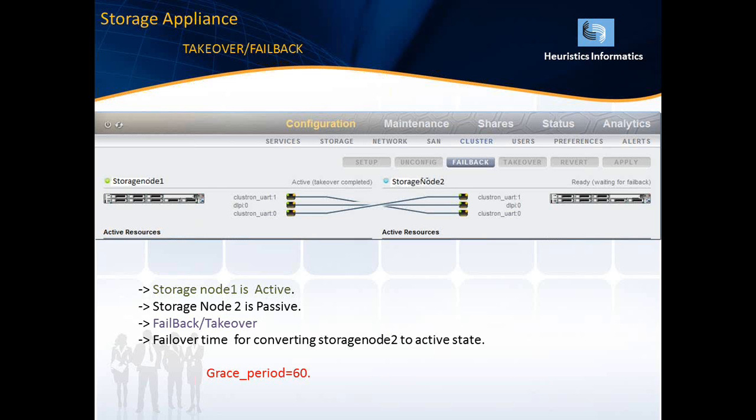And here in the next slide, we have the failback. As I told you, the two storage nodes work in an active-passive configuration. The green symbol on the left-hand side is storage node 1, and the right-hand side is storage node 2. The blinking green symbol represents the active node, and the blue mark represents the passive node. At any point of time, we can make the active node passive and the passive node active by clicking on the failback option. If you click on it, the roles of the storage nodes will be swapped.